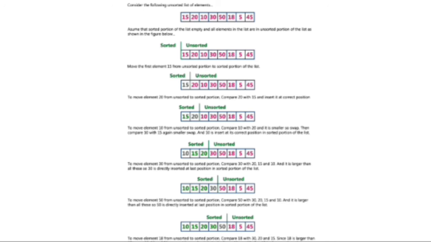Now the next element, 30, is compared with 20. 30 is greater than 20, so 30 is kept in the same position. It is compared with 15 and also kept in the same position. Now 10, 15, 20 and 30 are sorted. Like this we have to sort all the elements, and the sorted order is increasing order: 10, 15, 20, 30, 50, 18 and 45. This is also our sorted order.